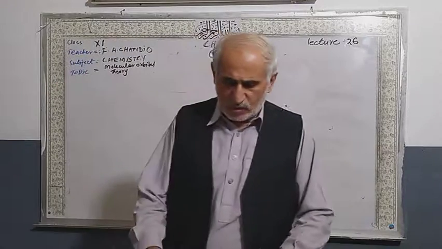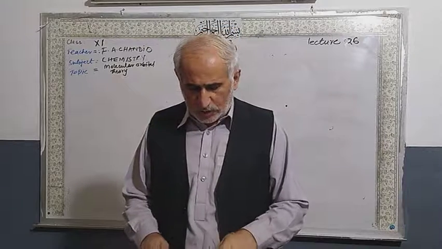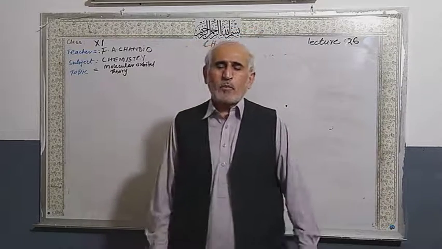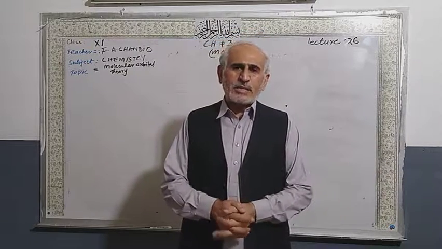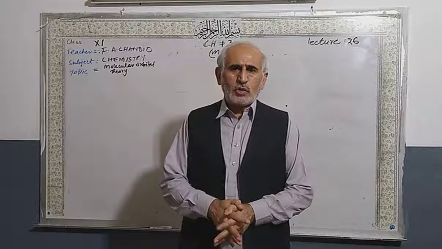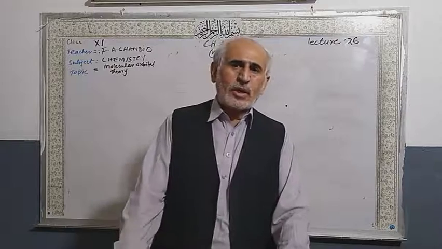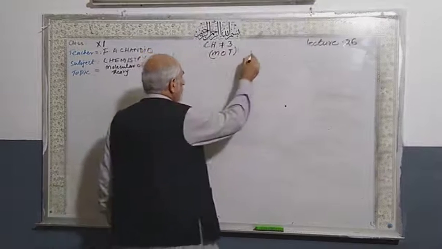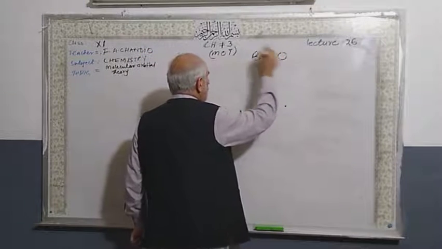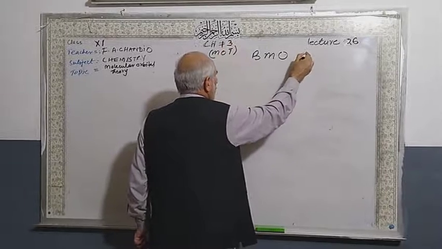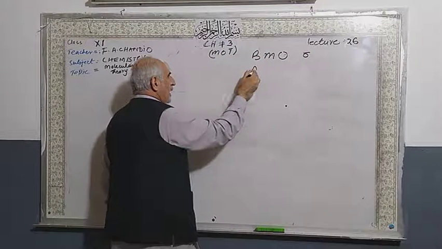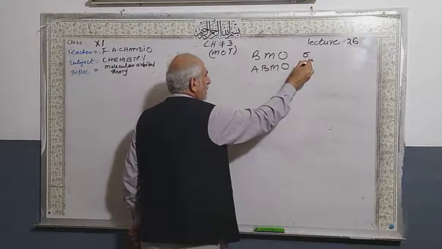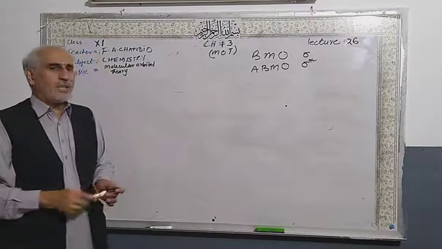So in the last lecture I gave you some introduction about the molecular orbital theory. According to molecular orbital theory, as in my previous lecture, when two atomic orbitals mix together, they form two molecular orbitals. One is called the bonding molecular orbital, sigma bond. The other is called the anti-bonding molecular orbital, sigma star.